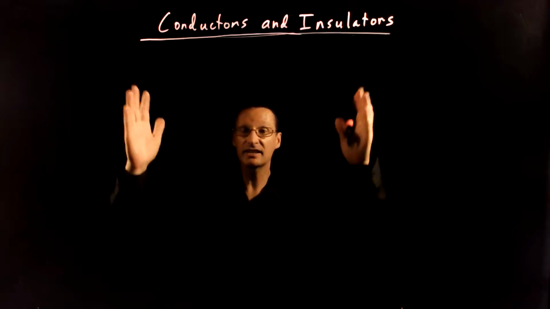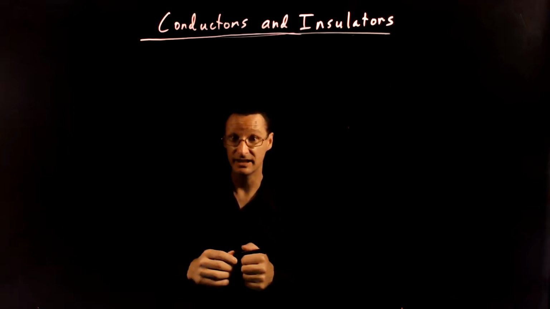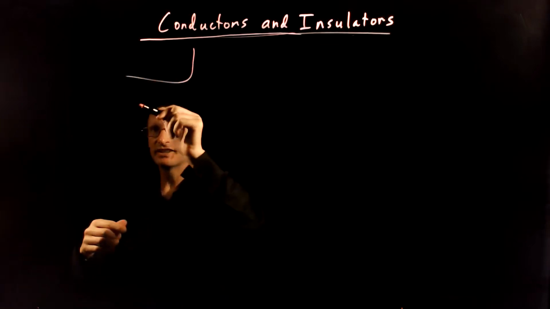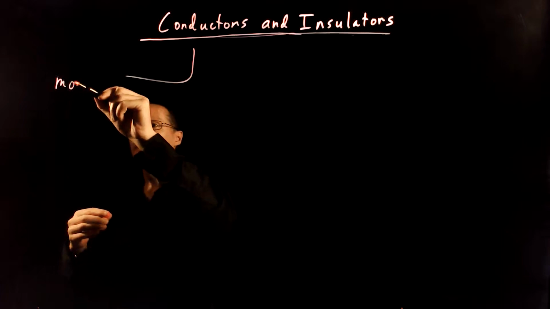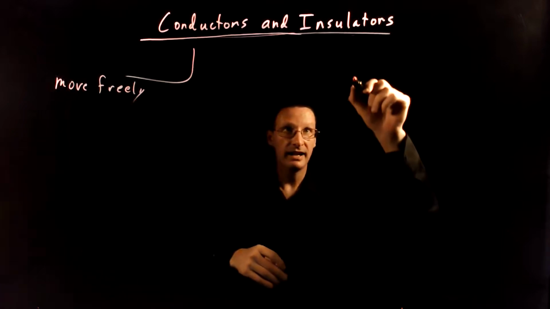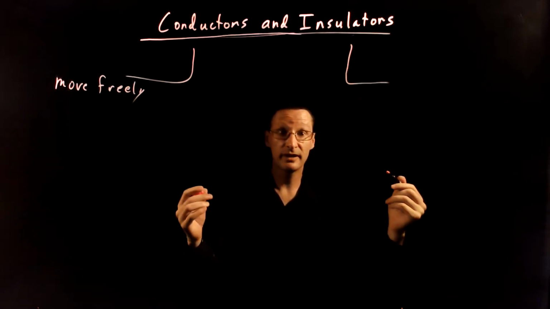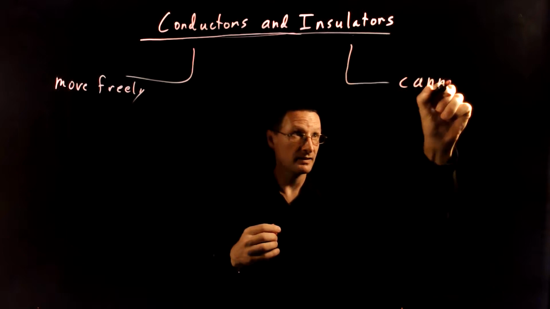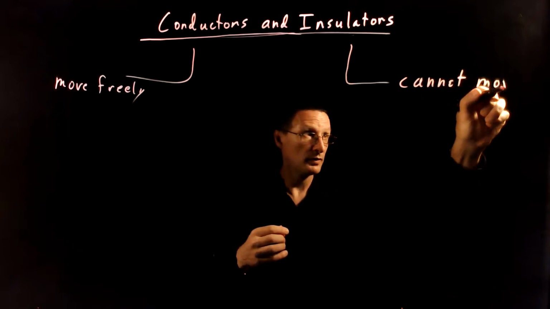Let's talk about conductors and insulators in electricity. The defining characteristic of a conductor is that charges can move freely inside the conductor. And of course, the defining characteristic for insulators is, well, you guessed it, charges cannot move freely.